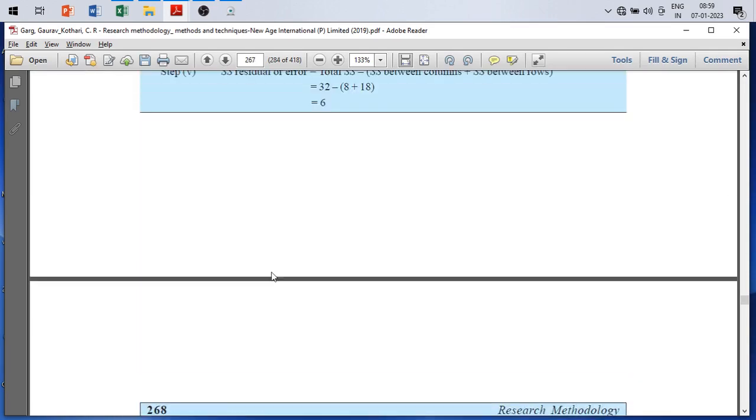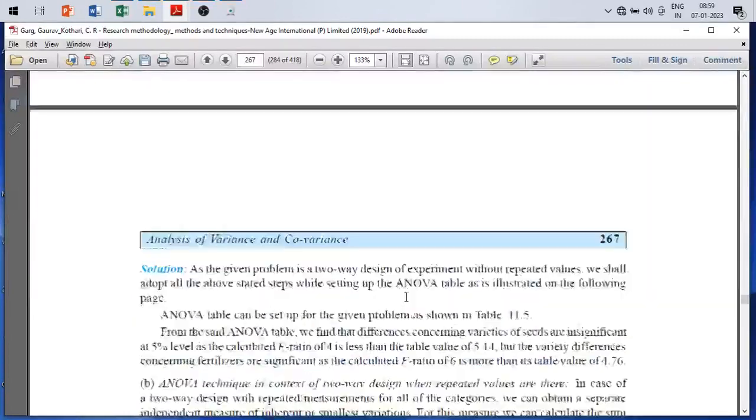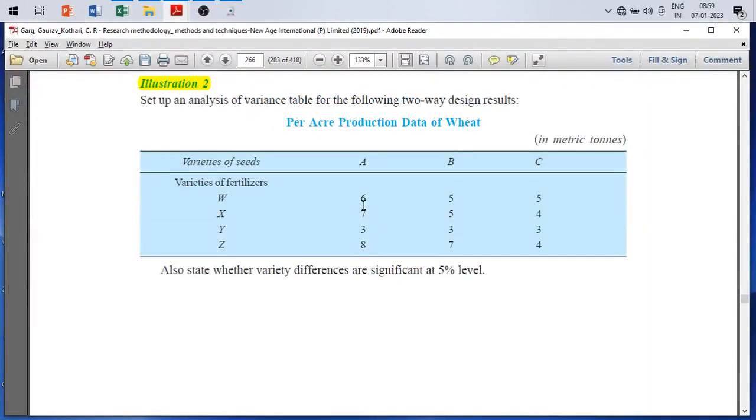Okay, so that will be the conclusion. The difference between seed varieties is not significant, but the difference between fertilizer varieties is significant. So which fertilizer we are using is making a difference here. Okay, that is the idea. So please go through these couple of examples from this chapter.